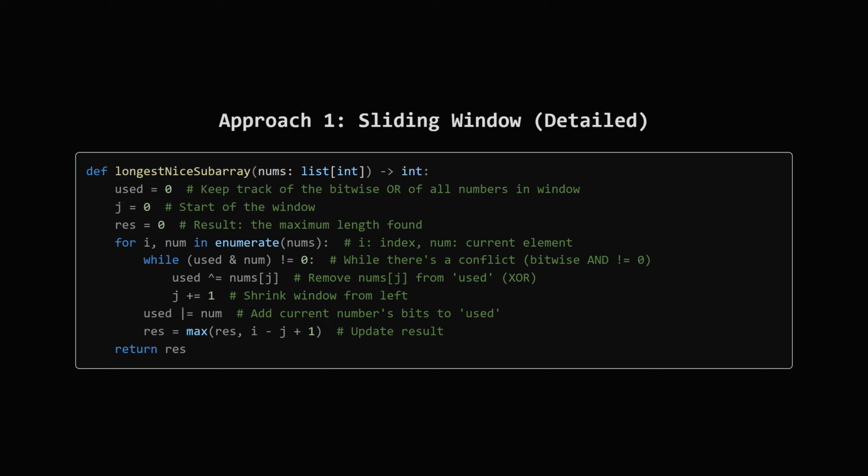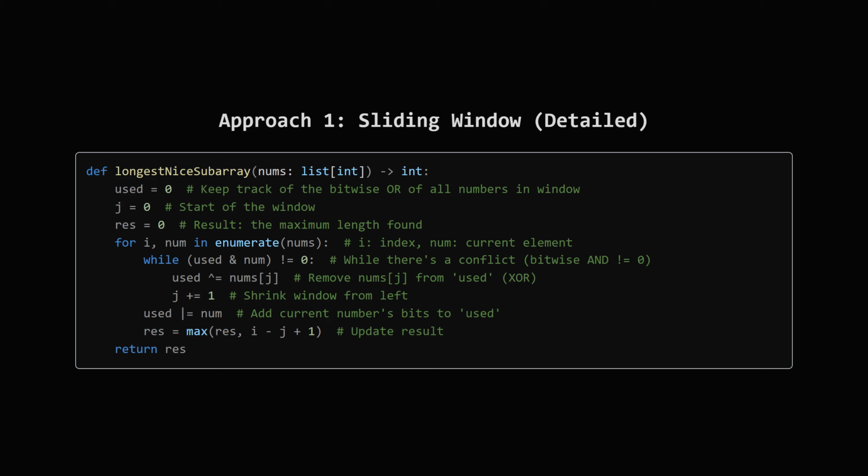Inside the loop, the while loop is crucial. Used AND num not equal to 0 checks if there is any bit that is set to 1 in both used and num. If there is, that means the current subarray is not nice. Inside the while loop, used XOR equals nums[j] removes the bits of nums[j] from used. We are effectively shrinking the window from the left. j plus equals 1 moves the start of the window one position to the right.